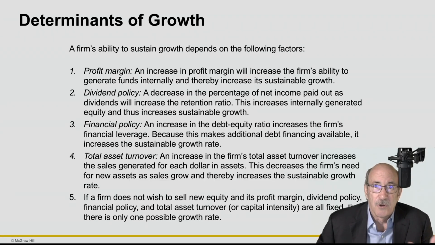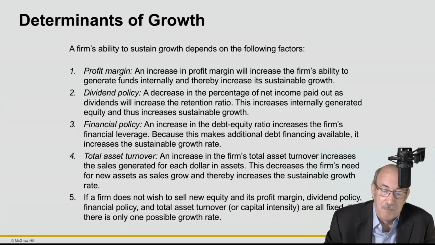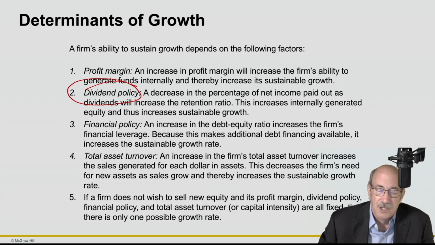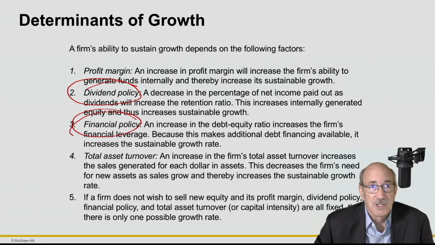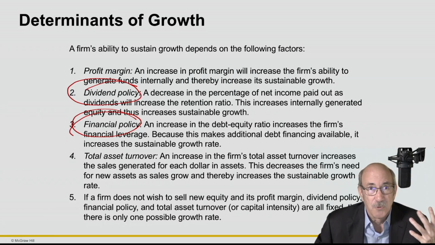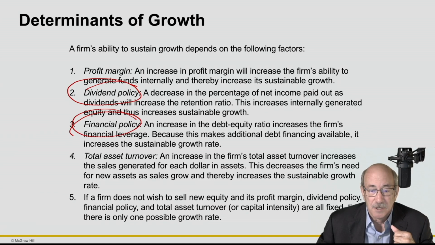Now, some of the determinants of growth, obviously, profit margin is going to be an important element here, and are we going to be able to maintain that? Dividend policy is going to affect how much of the funds get plowed back into the firm versus get paid out to shareholders. Leverage or financial policy is going to matter a great deal too. Are we at the optimal? Are we moving toward it? Coming down? Are we trying to reduce leverage, increase leverage? What are we doing there? That's going to affect how we adjust our balance sheet.